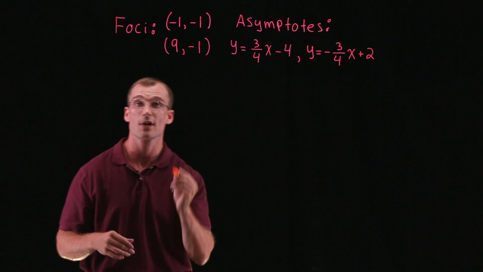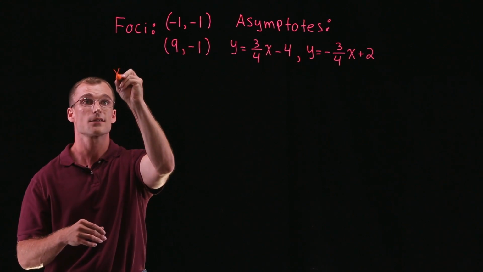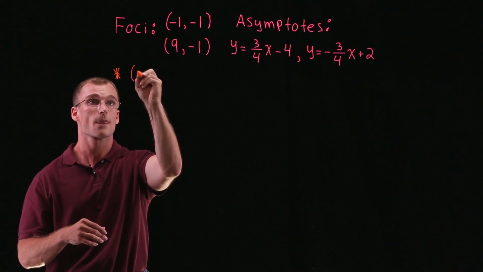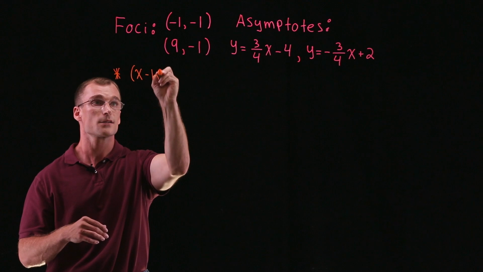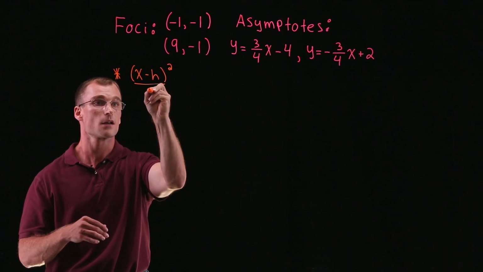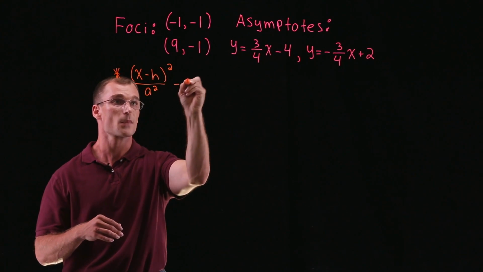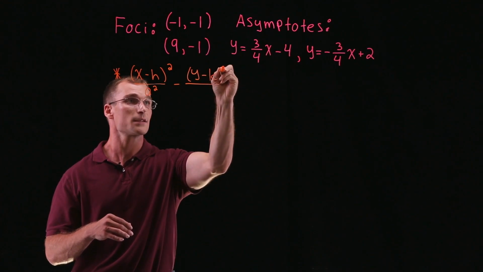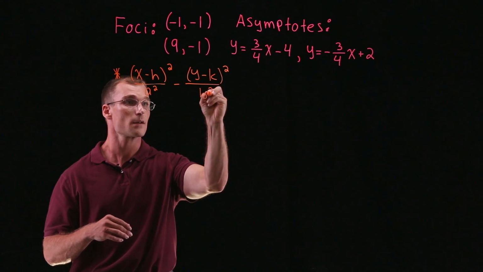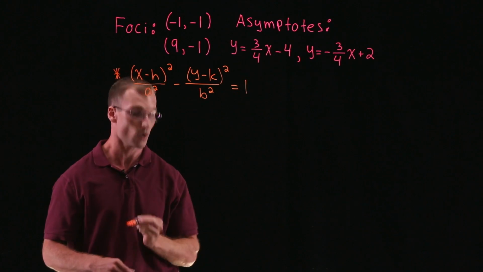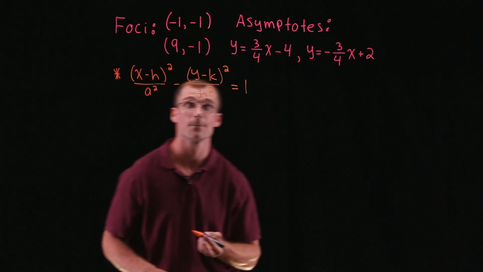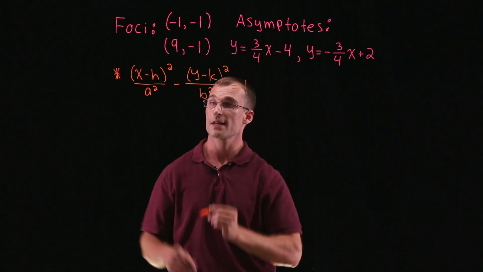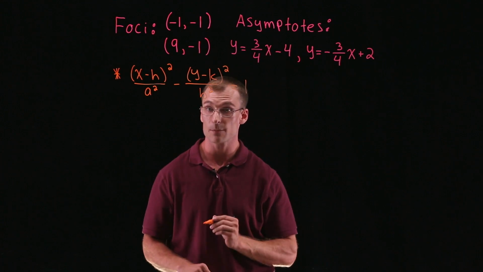So if we have a horizontal transverse axis, the standard form is going to look like (x minus h) squared over a squared minus (y minus k) squared over b squared, and that's equal to 1. Okay, so to plug everything in, we need to find h, k, a, and b.